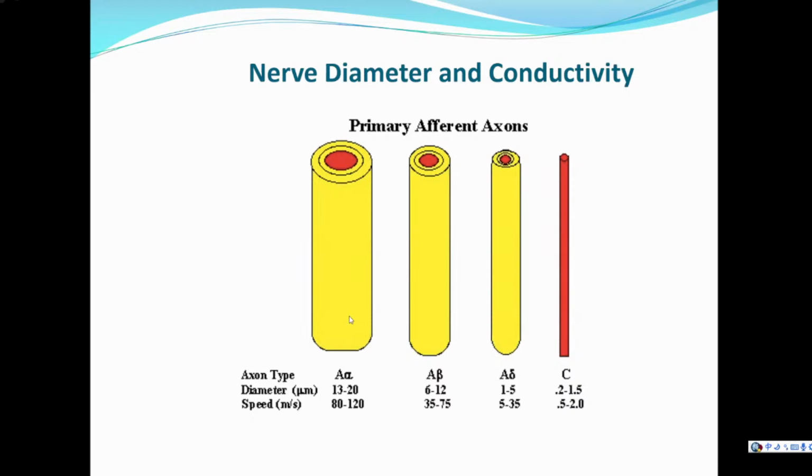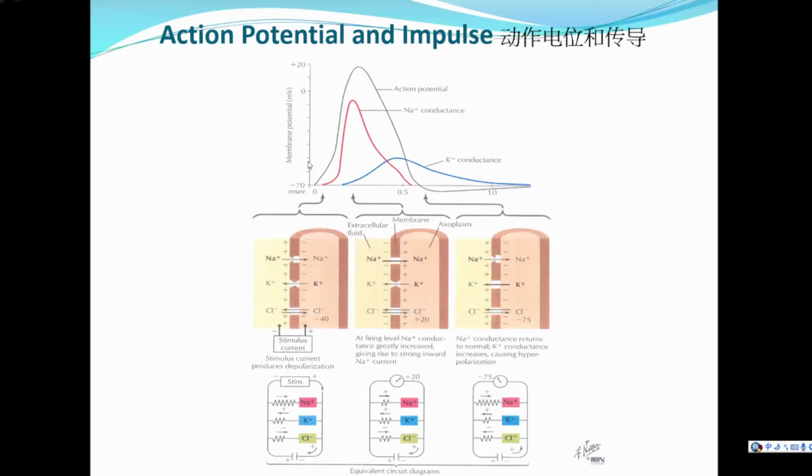The speeds are also different: 80 to 120 meters per second in the A alpha. A beta is 35 to 75, A delta is 5 to 35 meters per second, and C fiber only 0.5 to 2 meters per second. So speed is slow, and activity is much stronger, in the bigger fibers. Also, they have a yellow color. The yellow color is myelin, the outside cover. The C fiber doesn't have the myelin sheath made by Schwann cells outside, so it is much slower.